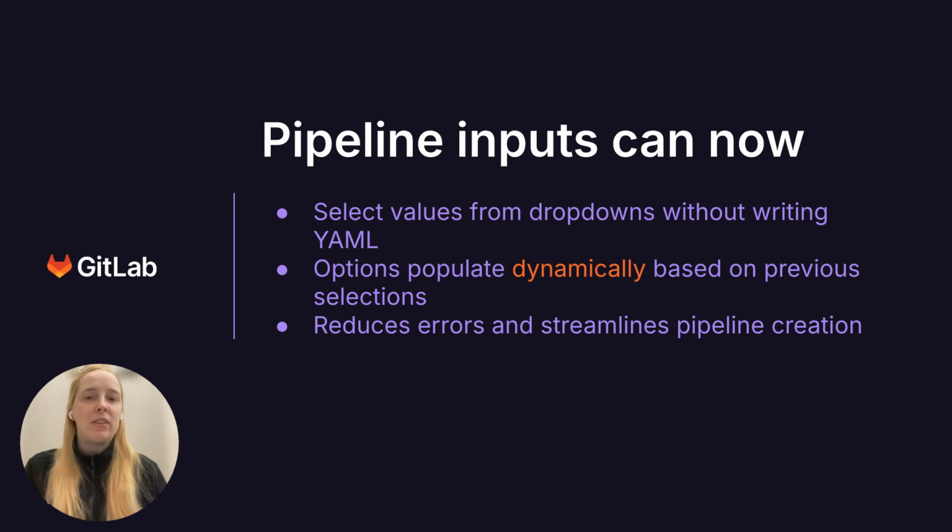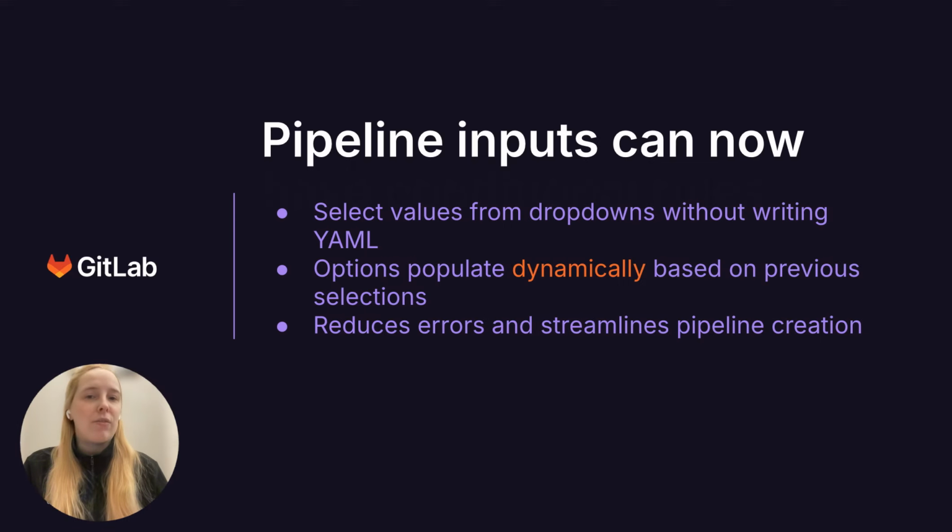This feature addresses a workflow problem. When non-technical users need to trigger pipelines, think ops teams, release managers, or anyone who isn't the pipeline author, they need a simple way to configure inputs without writing YAML. Dynamic inputs solve this by letting authors define the logic once, while users just interact with guided dropdowns.